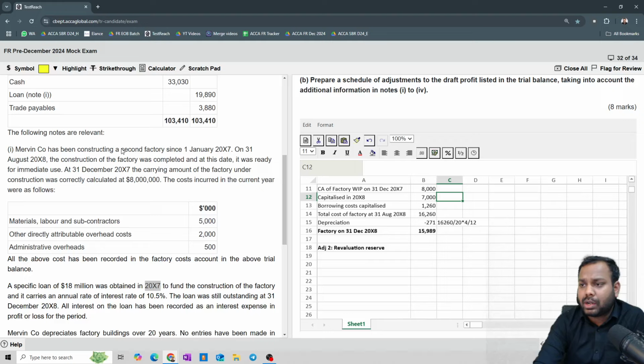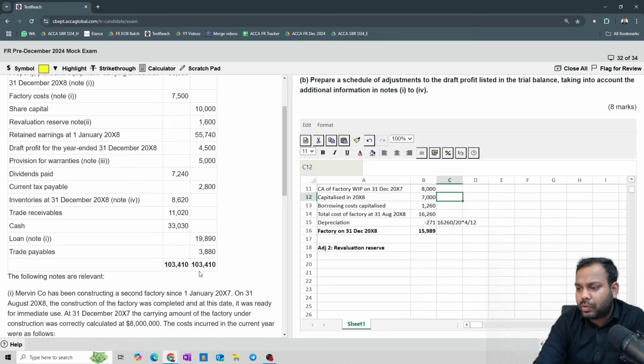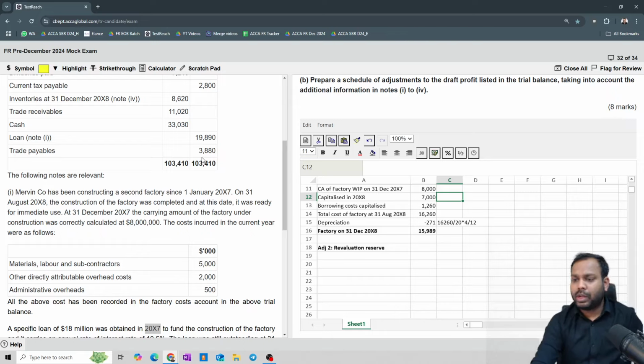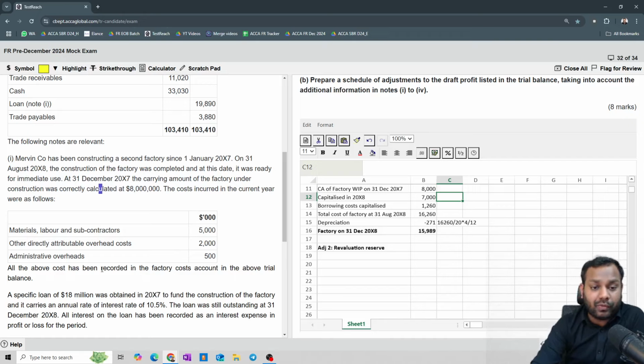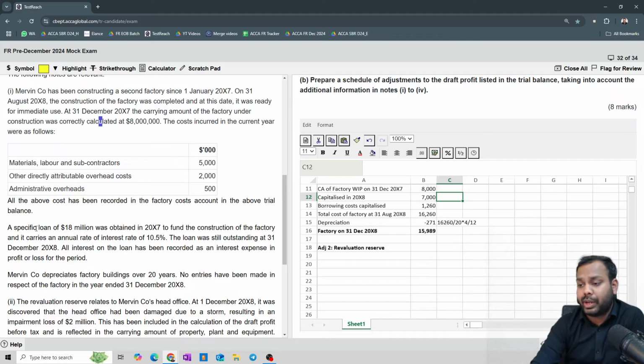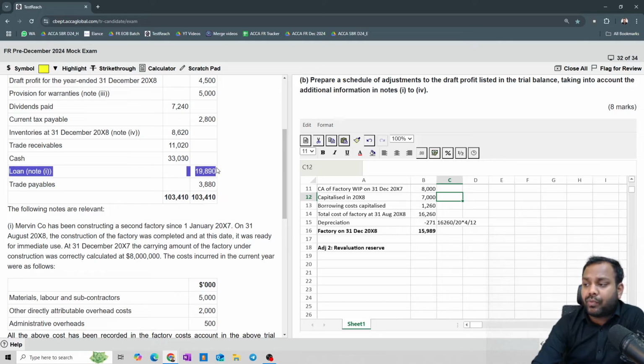Let me see if anything is given in the question. The loan is 19890, note 1: 18 million into 0.105 plus 18 is 19.89 million. So the loan interest is payable for 1 year itself. That's a very relevant query, Farzin. The loan was obtained in 20x7, and we are recording it at 19890. How did we arrive at this figure? It represents a loan of 18 million plus the finance cost of 1 year, that is 18 million at 10.5%, which comes to 1.89 million, plus 18 comes to 19.89 million.